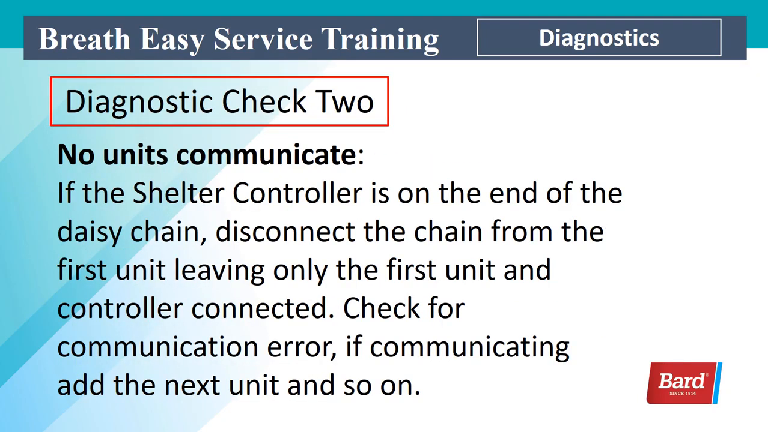If you have no units communicating, if the shelter controller is on one end, or take a unit next to the shelter controller if it's not on an end, and disconnect everything beyond the controller, so your controller is only connected to one unit. Check for a communication error. If it's communicating, add the next unit to it, and so on until you locate the communication problem.